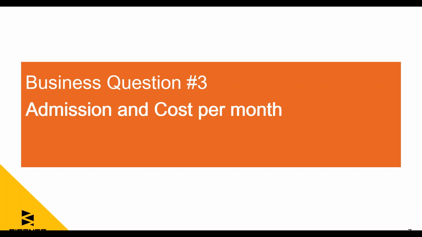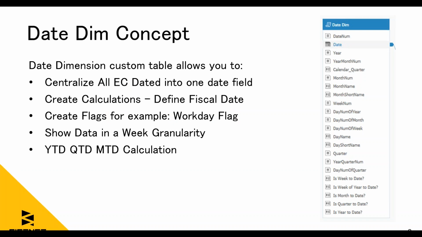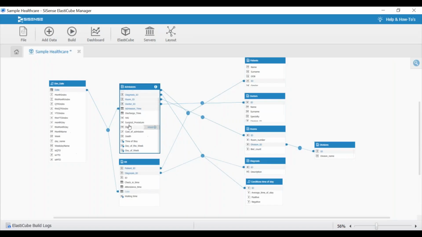This is why we're going to use a date dimension. Now, there are a lot of reasons to use a date dimension. One of them is the reason I mentioned now. If I have a lot of dates in the Elastic Cube and I want to centralize them all into one date, for example, in our Elastic Cube, we have admission time, discharge time, check-in time, attendance time, and others. We want to create all of them into one date dimension.